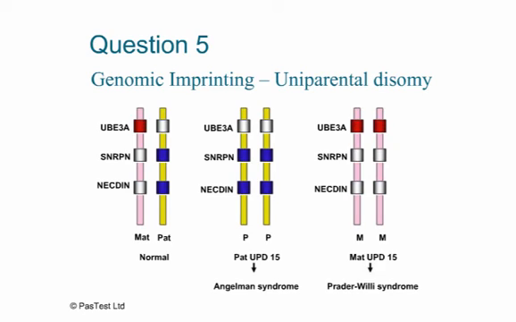Similarly, if we have two chromosome 15s from the mother, we have two functioning copies of UBE3A, but we have no functioning copy of SNRPN and necdin, which means again it's the same as having a deletion of the paternal chromosome 15. And so you can hopefully see that because of the genomic imprinting, because of the switching on and off of genes depending on which parent they come from, either microdeletions or UPD of these chromosome regions result in an imbalance of functioning genes which leads to clinical disease.